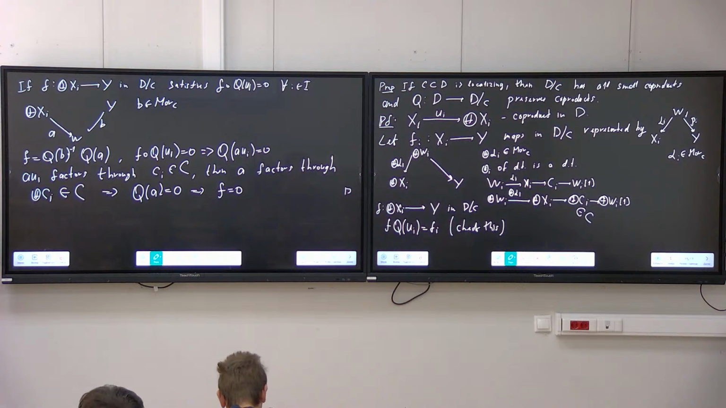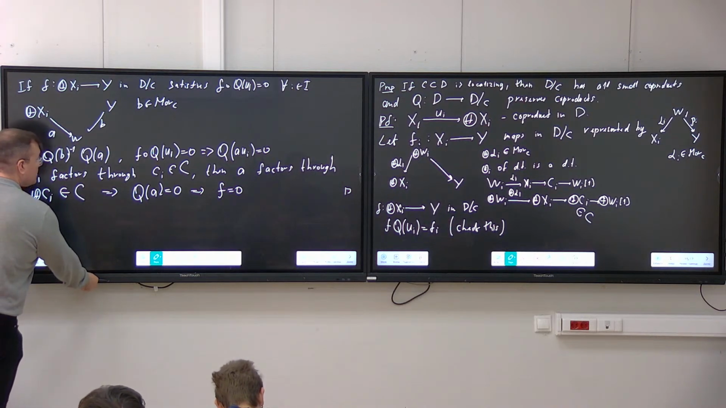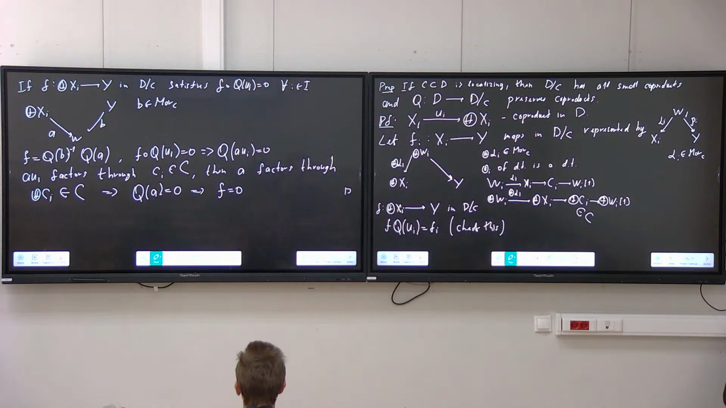So that's all I want to say for today, and we continue next time. So far this was more or less just boring and automatic. There will be interesting theorems, maybe not next time, but at some point there will be interesting theorems.